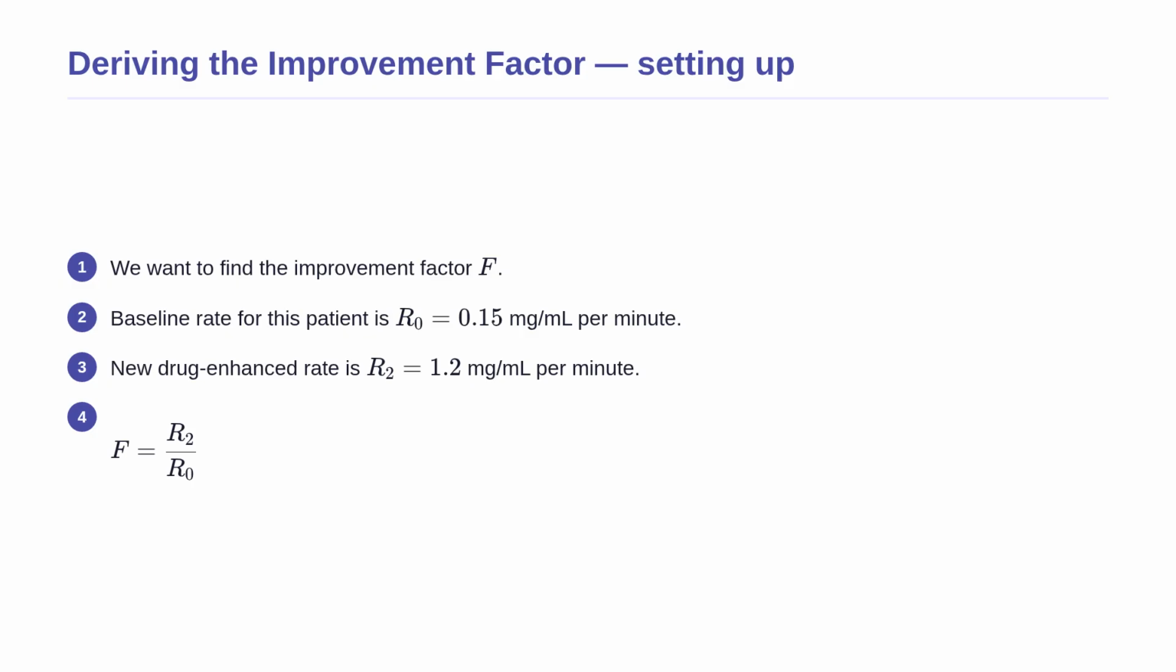To find the exact multiplier, we set up a simple ratio. We define the improvement factor F as the new rate divided by the baseline rate. This mathematical setup allows us to directly compare the drug's performance against the body's natural baseline.